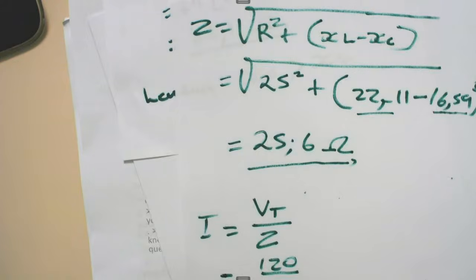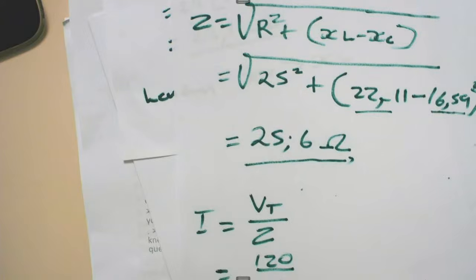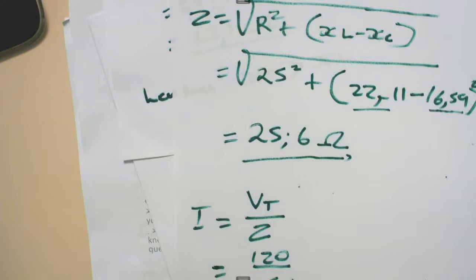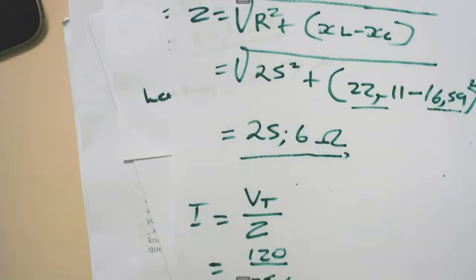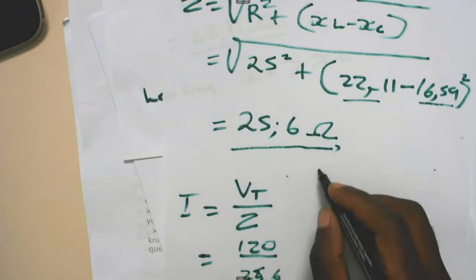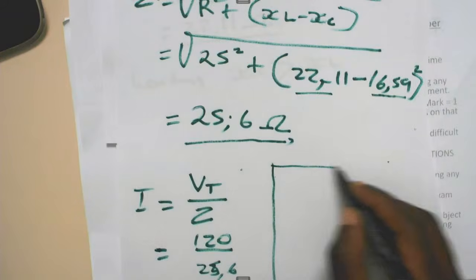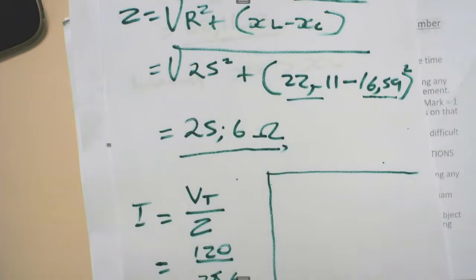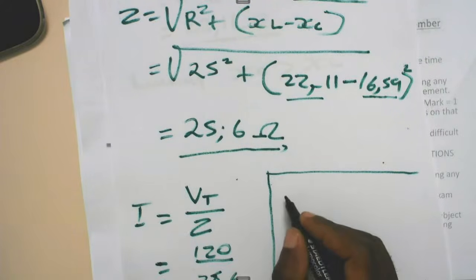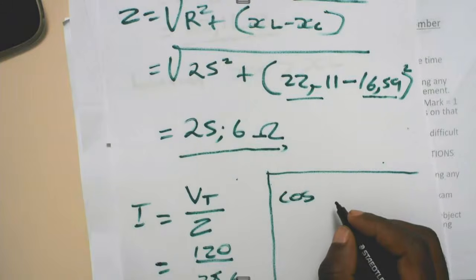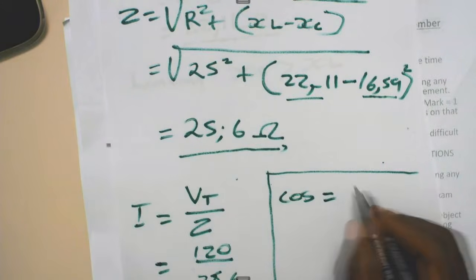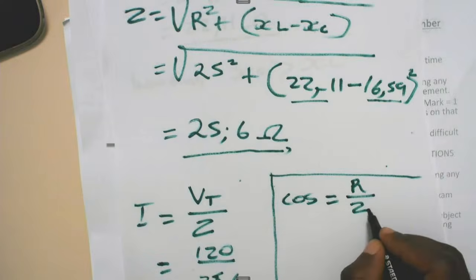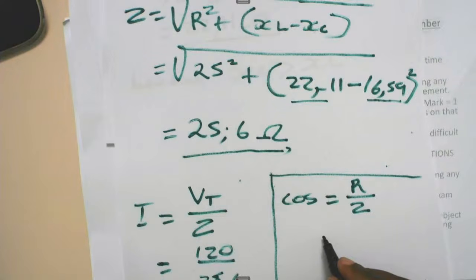So this is it in this case. Normally the other thing that our learners tend to struggle with is calculating the phasor angle. So let us quickly calculate our phasor angle. Just draw a line here so that we can calculate it. Normally our phasor angle for our series circuit, we'll say cos theta is equal to R over Z.